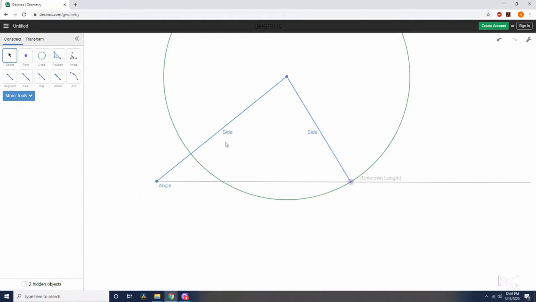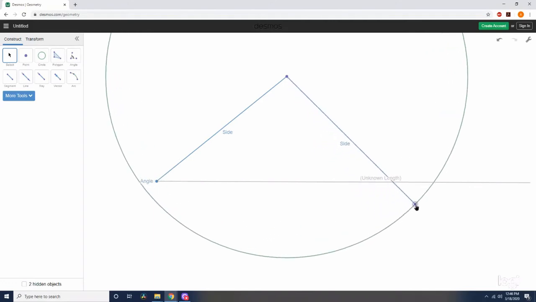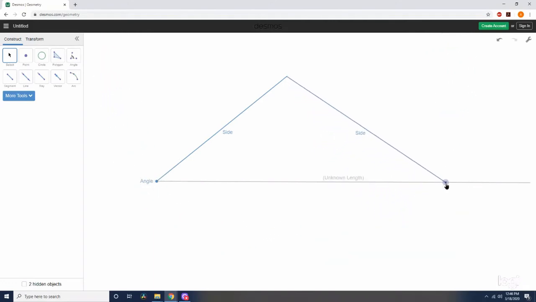This angle, this side, and this side are all given pieces of information, but we have two different triangles that we can get. We have this one over here, and then we have this one over here. And so this unknown length could take two possible values. That's why we call it the ambiguous case. Now, as it turns out, if we just keep making this side longer and longer, eventually we get back down to just one triangle again.